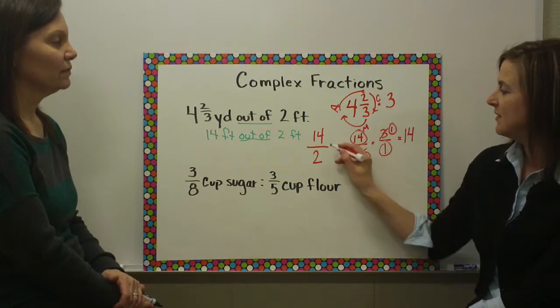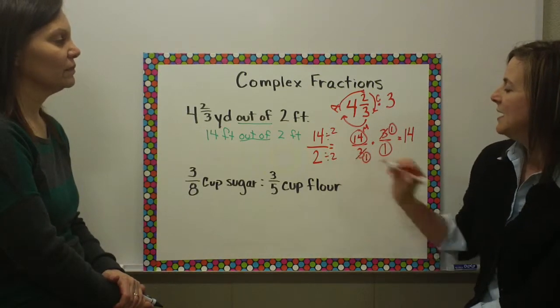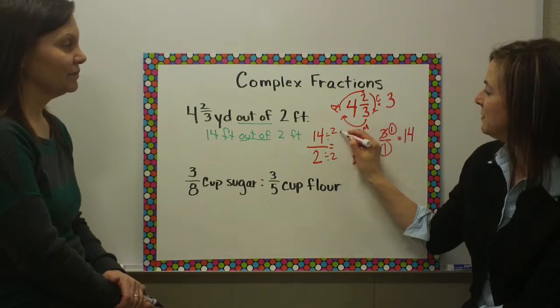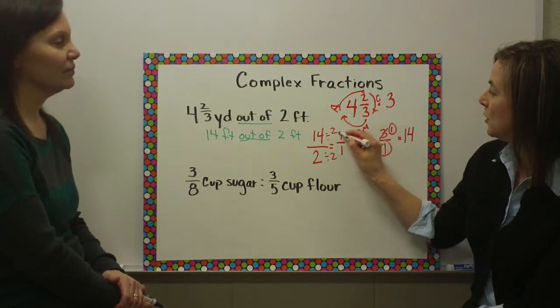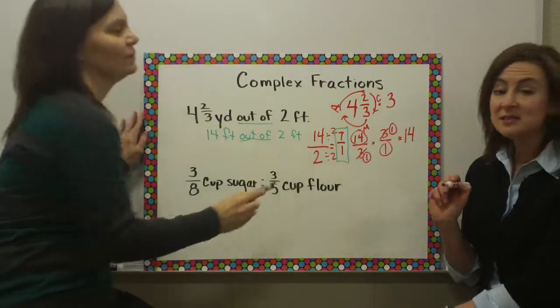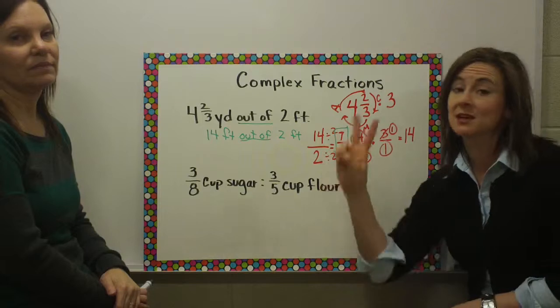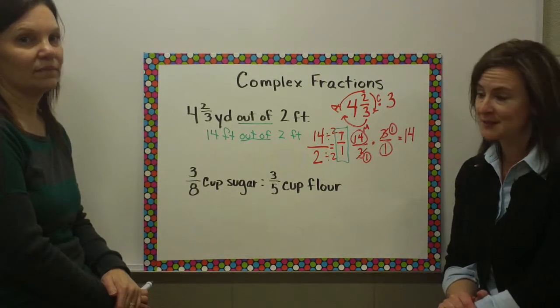Both of these can be divided by 2. Now remember, 14 divided by 2 is 7. 2 divided by 2 is 1. Normally we would rewrite that as 7, but not this time because a ratio compares 2 numbers. And so we need to see both of those.